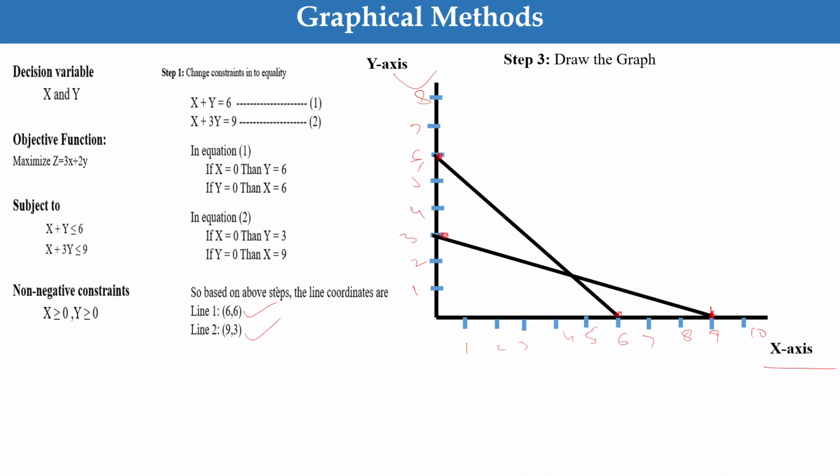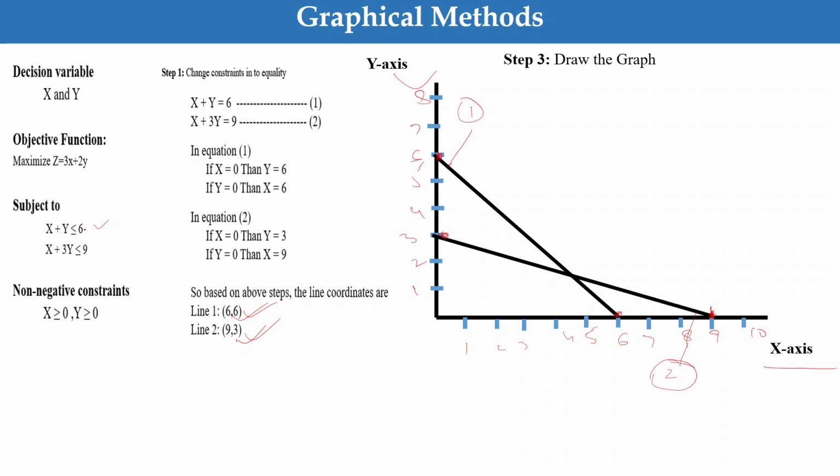Now we have two coordinates, two lines, and both the lines are drawn. In this situation, we have only two constraints, so we have two lines. If we have 10 constraints, we will have 10 lines. Once you draw this, this is the line for equation 1, and this is the line for equation 2.